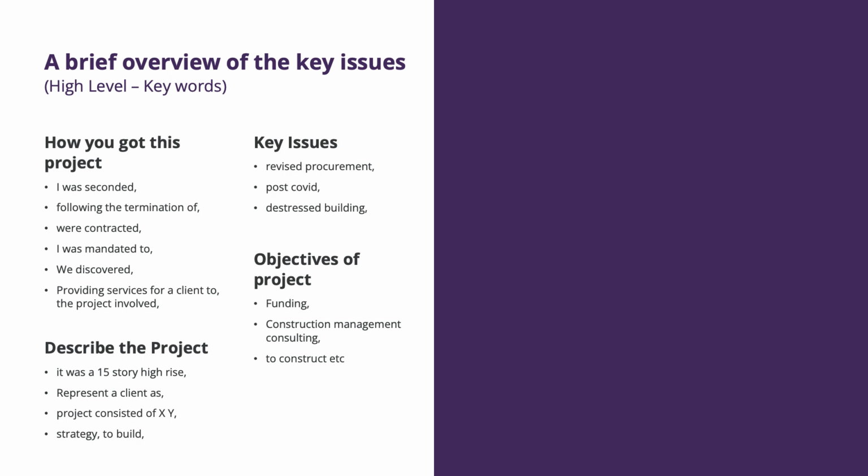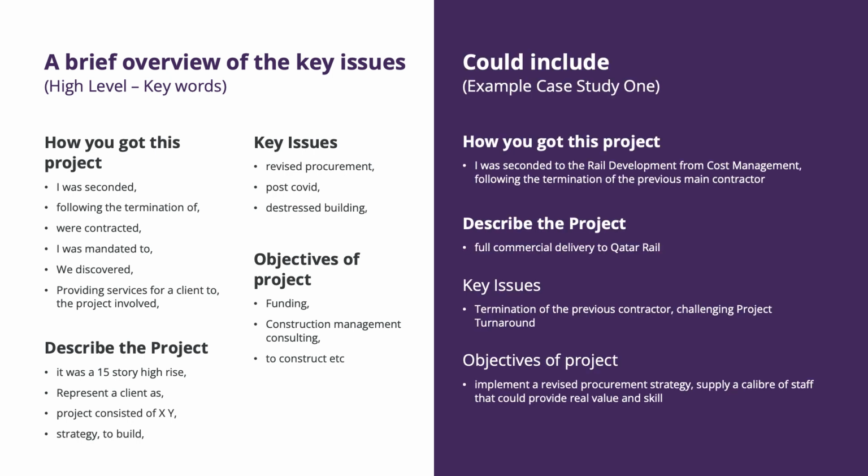Then once you have all these key statements, you will want to rewrite it like the following. I was seconded to the rail development for the cost management following the termination of the previous main contractor, full commercial delivery to Qatar Rail, termination of the previous contractor, challenging project turnaround, implement and revise a procurement strategy, supply a caliber of staff that could provide real value and skill.